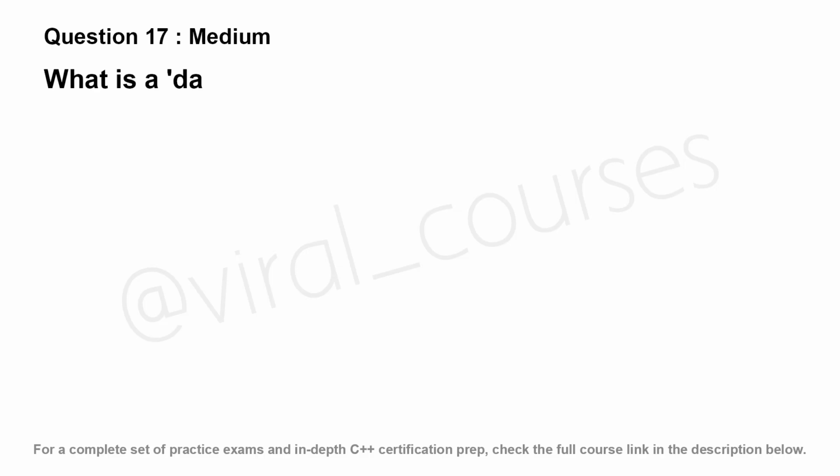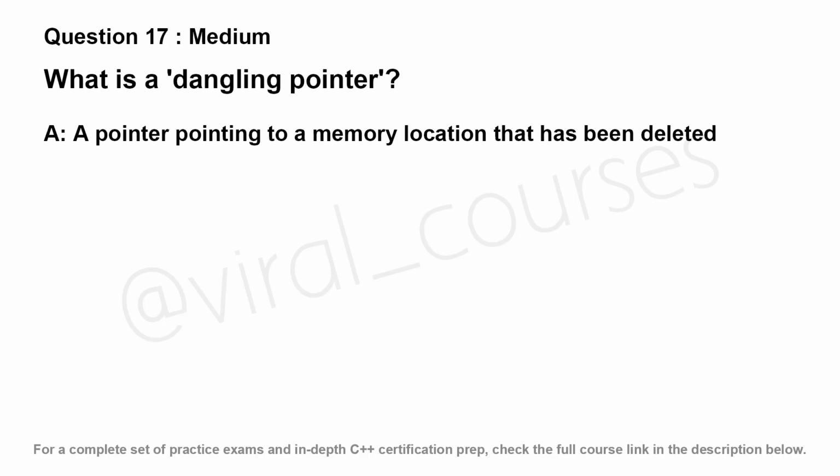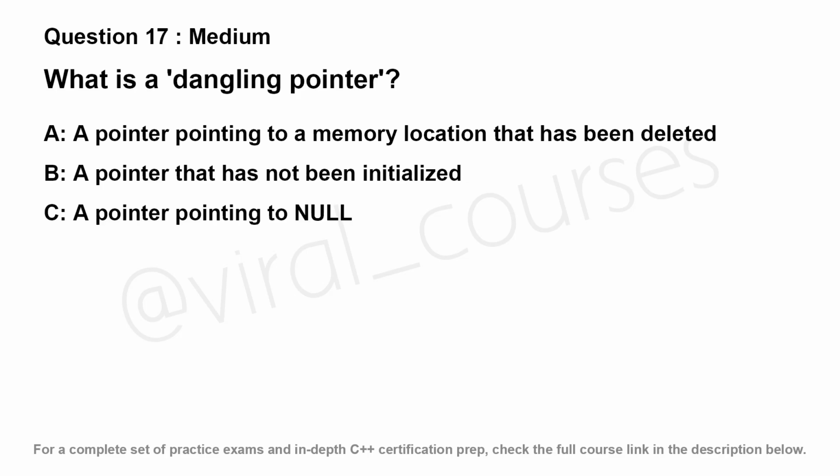What is a dangling pointer? Option A, a pointer pointing to a memory location that has been deleted. Option B, a pointer that has not been initialized. Option C, a pointer pointing to null. Option D, a pointer that points to another pointer.